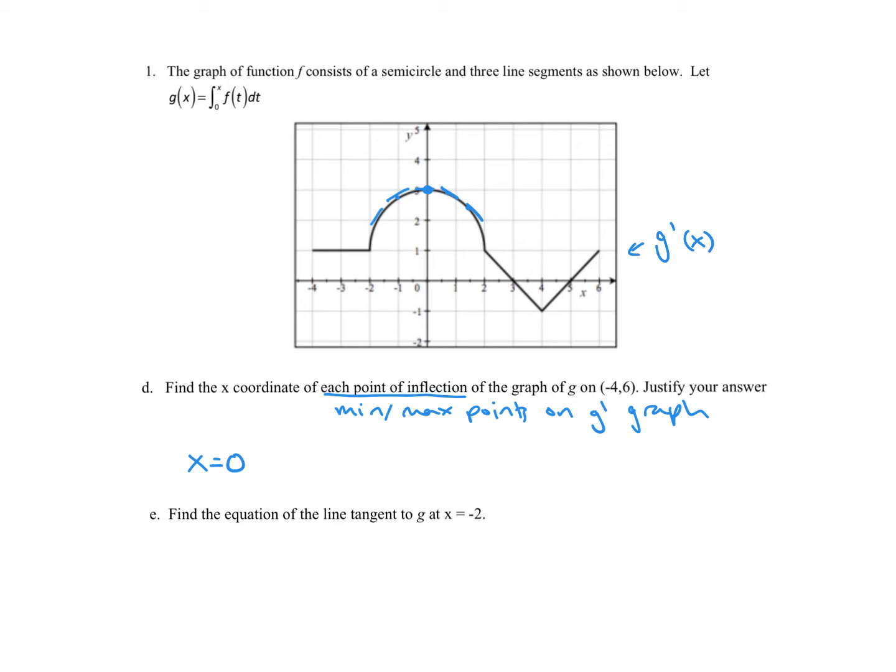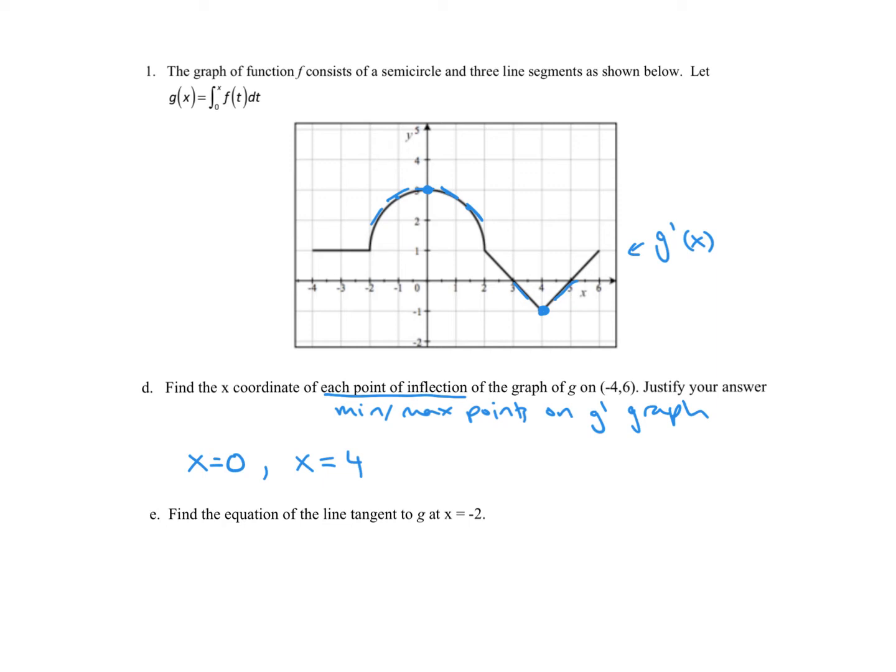And then we have a minimum point right here where x equals 4. The derivative changes from negative to positive, or the second derivative technically changes from negative to positive at that place. So x equals 0 and x equals 4 are going to be the places where g has inflection points, where the second derivative changes sign.